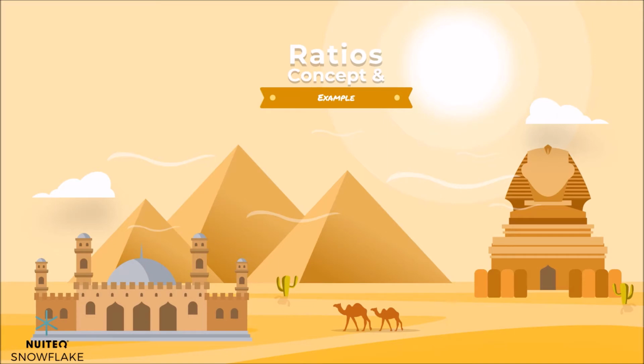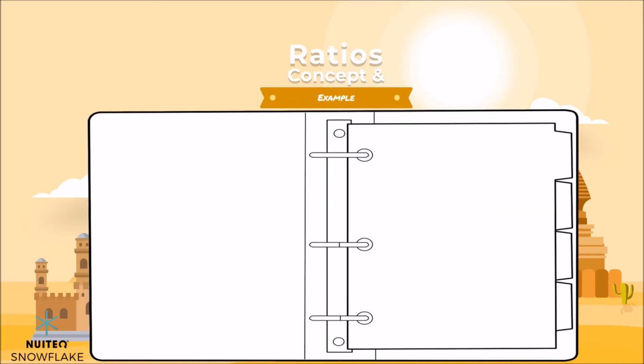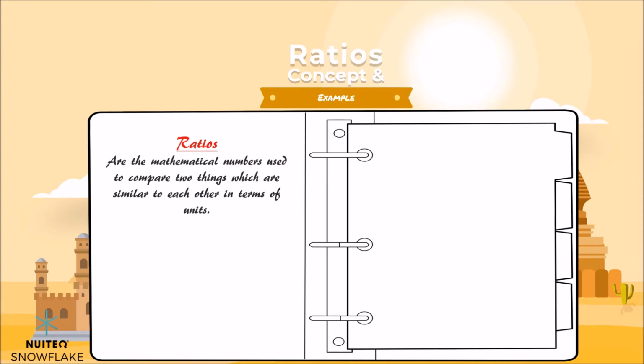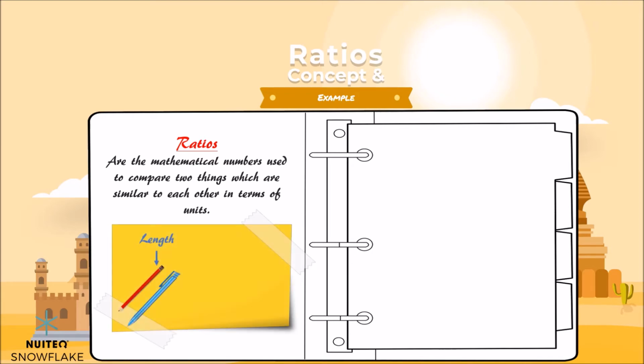Well, in mathematics, ratios and proportion are very important concepts. Ratios are the mathematical numbers used to compare two things, which are similar to each other in terms of units. For example, we can compare the length of a pencil to the length of a pen, likewise distance to a unit that denotes distance. We can't compare two things that are not similar to each other. Similarly, we can't compare the height of a person to the weight of another person.